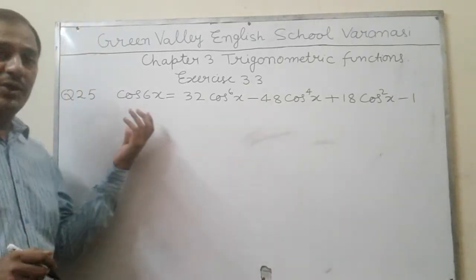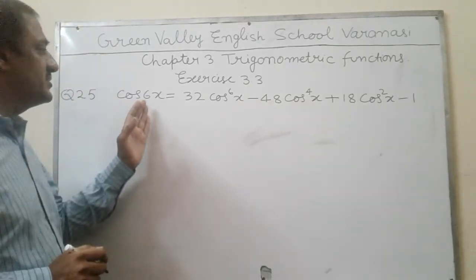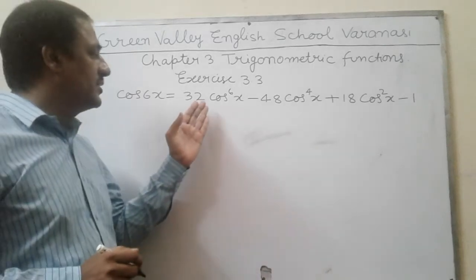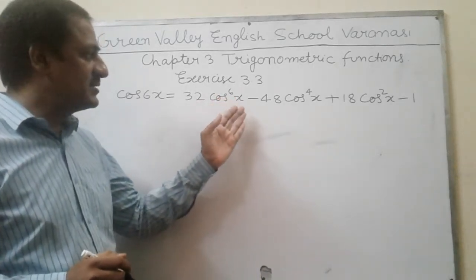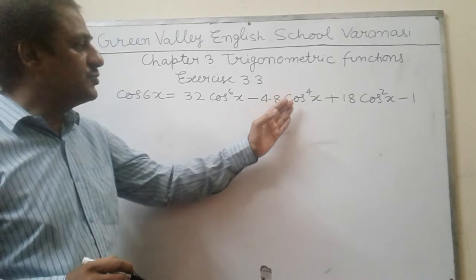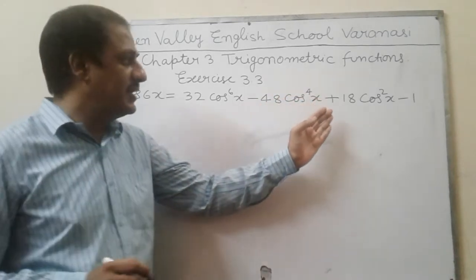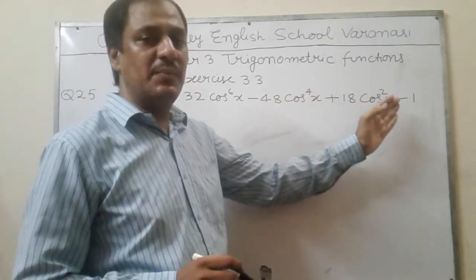In this question we are going to prove cos 6x is equal to 32 cos to the power 6x minus 48 cos to the power 4x plus 18 cos square x minus 1.